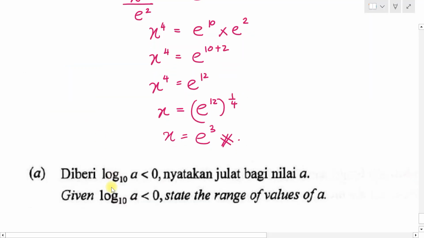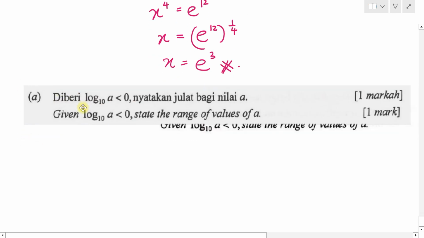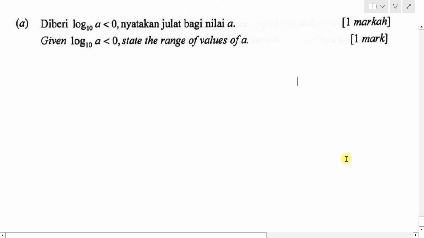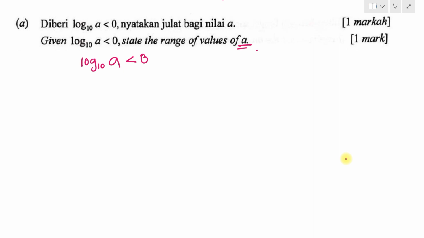Okay, next. Question 15. If you see log 10 A greater than 0, state the range value of A. This one is theory. Log 10 A greater than 0, meaning log 10 A I want to get positive, means the A should be in what range? That was the question. Sorry, not greater, less than 0. Less than 0 means what? Negative. So you want to get a negative answer.